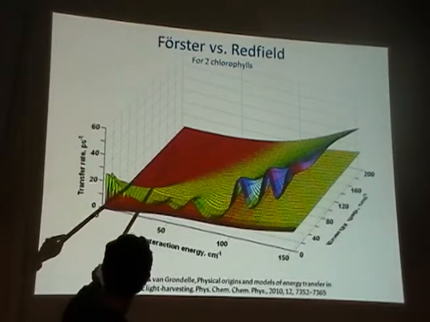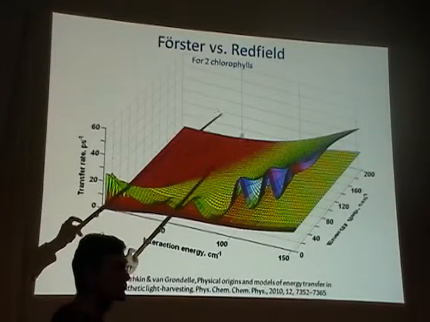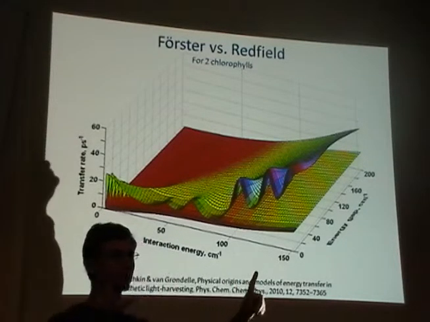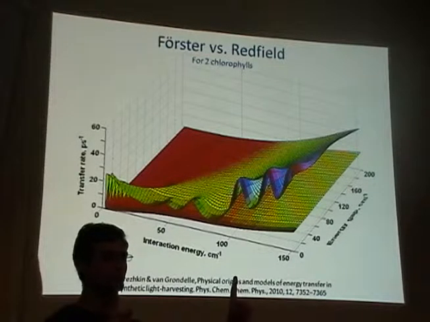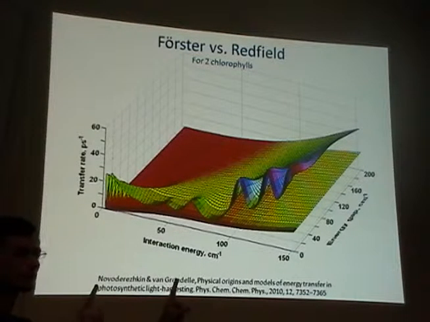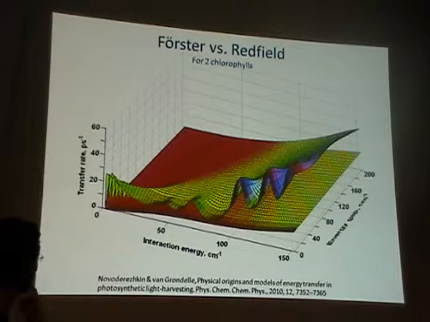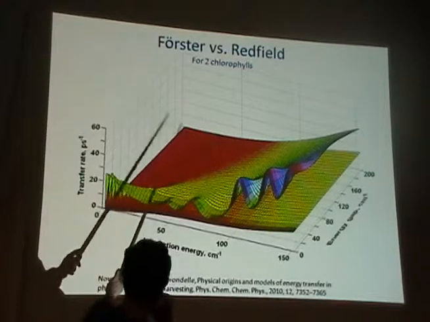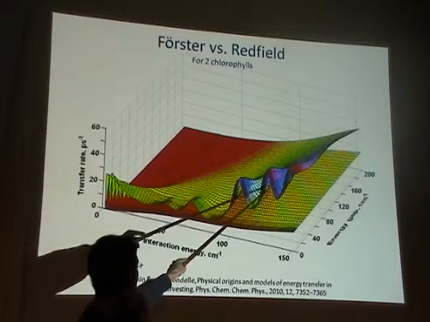And the top surface represents the rate predicted by Redfield theory, and the bottom one predicted by Förster theory. So you can see that in this regime, small interaction energy and large energy gaps, the two are the same. So this is the resonance regime. When the dimers are far enough apart, you only have dipole-dipole interaction and localization of your excitations. As soon as they come closer together, the excited state will be delocalized.